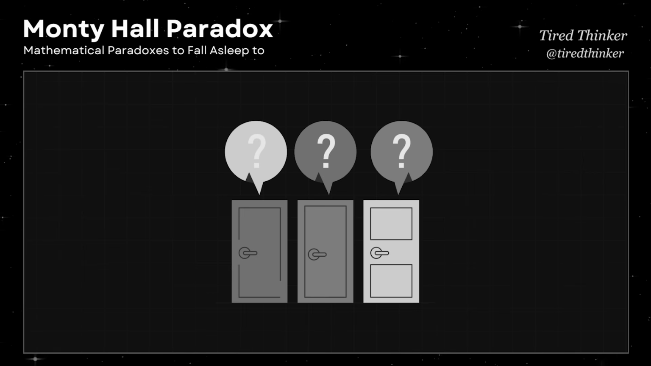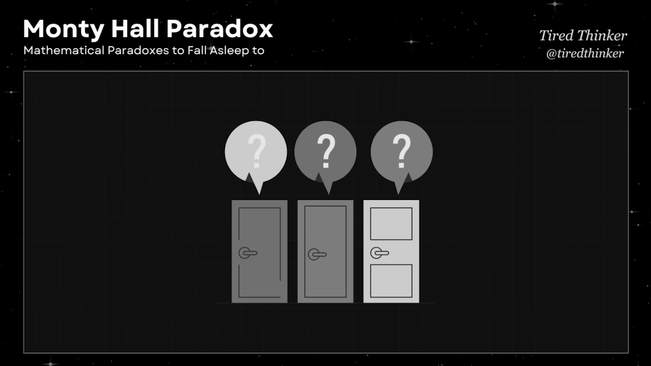The paradox became famous when Marilyn Vos Savant wrote about it in a magazine. She explained the correct answer, but many readers disagreed. Even some mathematicians wrote in to argue. They believed that after Monty opened a door, there were 2 remaining choices, so the odds must be equal. But they made a mistake.